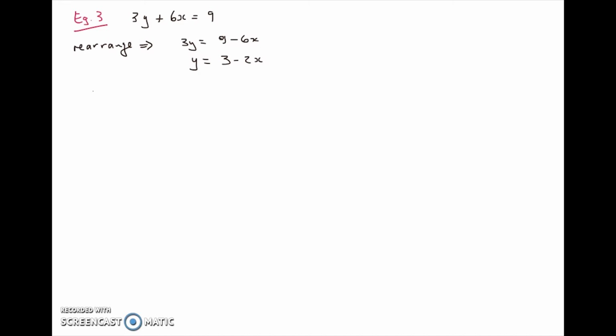Now that it's in the form of y equals mx plus c, we can see that m, the coefficient of x, is negative 2. Okay, the gradient is always that coefficient of x, and that's negative 2. The y-intercept is the constant term, which in this case we can see is positive 3, or y equals 3.